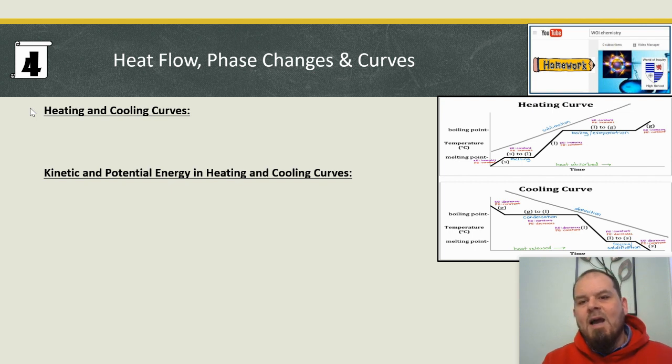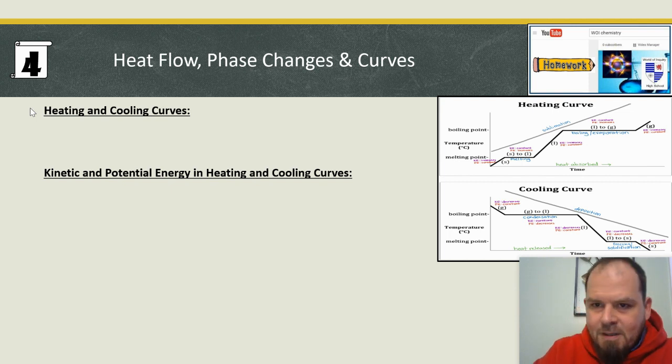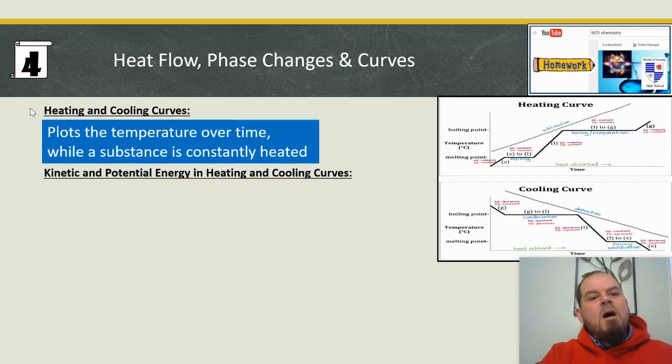And then we can track what kinds of changes are happening once we make sure we know about kinetic energy and potential energy. So here's where those are all going to come into play. We'll draw it, label it, and we'll be on our way. So this heating and cooling curve is going to plot the temperature over time while a substance is constantly heated. Bang.